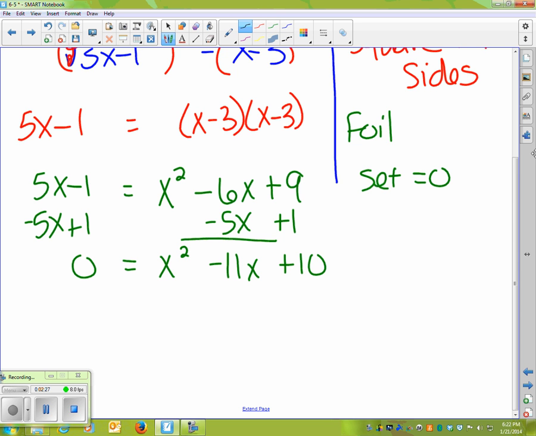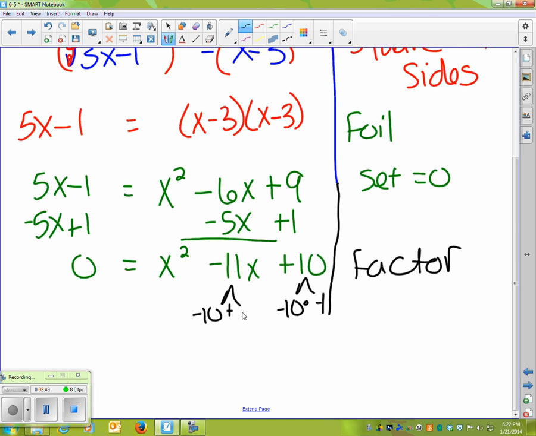At this point, to solve the equation, I need to factor. Well, it multiplies to give me a positive 10 and adds to give me negative 11. My factors are negative 10 and negative 1. Put them into parentheses, x minus 10 and x minus 1 equals 0.